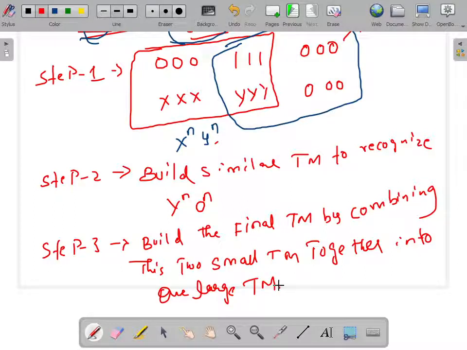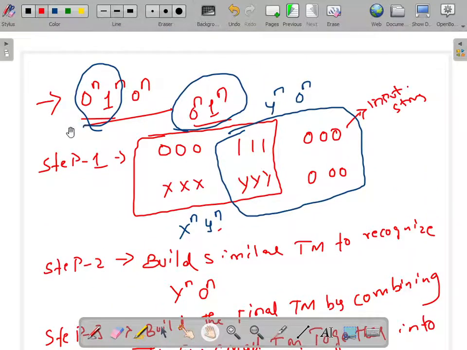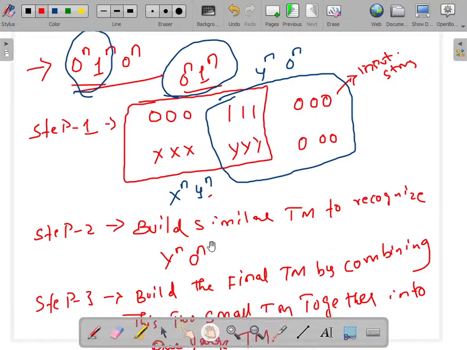Okay, so what is our first step? First, we already have this equation. In step 1 we need to see 0 0 0 1 1 1 0 0 0. This is a valid string, and for x power n and y power n we have already finished in the previous video. So in the same way, after solving this, you need to solve the second. In step 2 you need to solve the rest of the two.